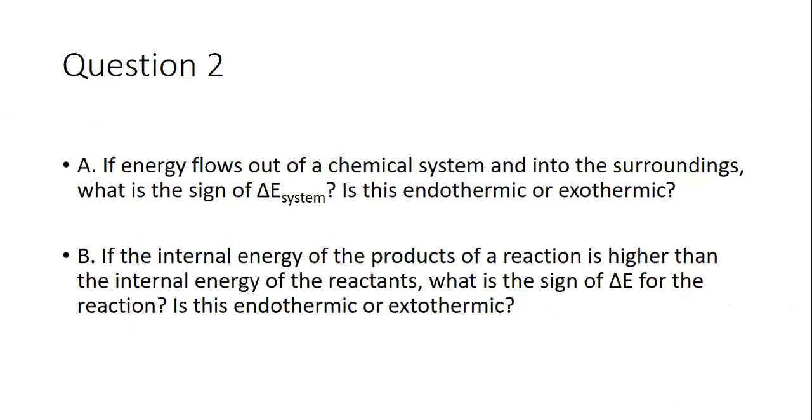If I have energy that's flowing out of a system and into its surroundings, what is the sign of delta E system? And is this endo or exo? B, if the internal energy of the products of a reaction is higher than the energy of the reactants, what is the sign of delta E? Is this endo or exo? So again, take a minute, try to answer this, and then I'll put up a poll so I can see where our understanding is on this topic.